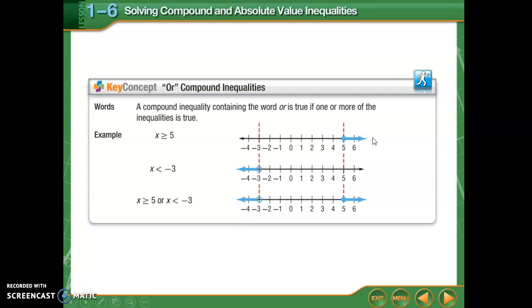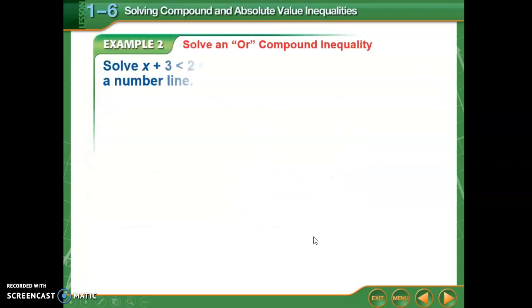So this one's going to your right, this one's going to your left. So put this together. So these two will not meet. Okay? Alright, example. Solve x + 3 < 2 or -x ≤ -4. Graph the solution set on a number line.